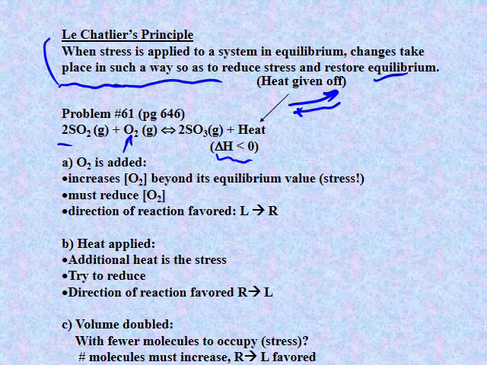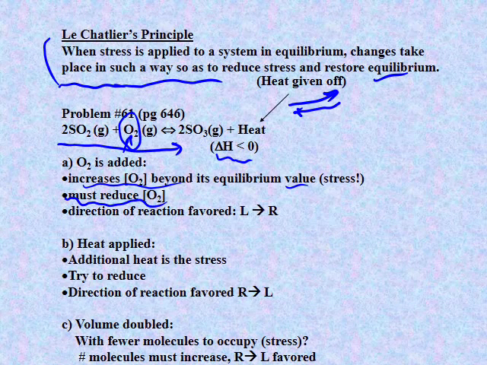Now, when it wants to minimize the amount of oxygen, there is only one way it can go, which is from left to the right, because that's how you're making use of oxygen and minimizing the amount of oxygen. So that's why I answered this. When oxygen is added, you're really increasing oxygen beyond its equilibrium value temporarily. Then the reaction must go in a way that would reduce O2. In other words, it should go from left to the right. Then, in other words, more oxygen is going to react and produce more SO3.